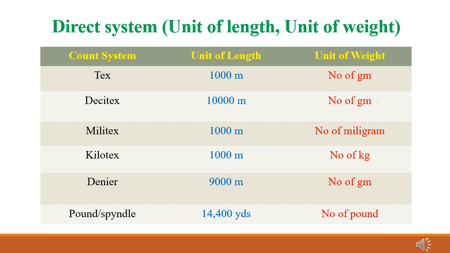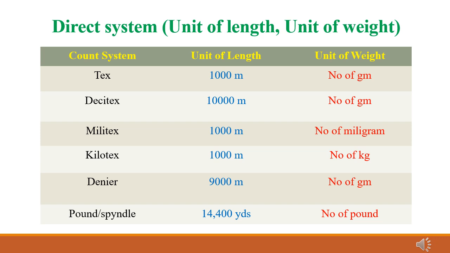Millitex is the weight of 1000 meter yarn in milligram. So, by 50 millitex we mean that the weight of 1000 meter yarn is 50 milligram. Similarly, we can define the rest of the terms. By kilotex we mean the weight of 1000 meter yarn in kilogram. So, by 50 kilotex we mean that the weight of 1000 meter yarn is 50 kilogram.